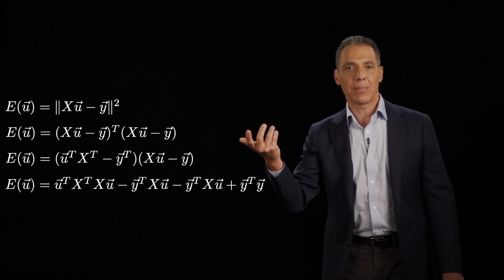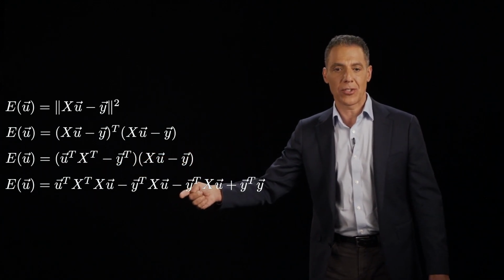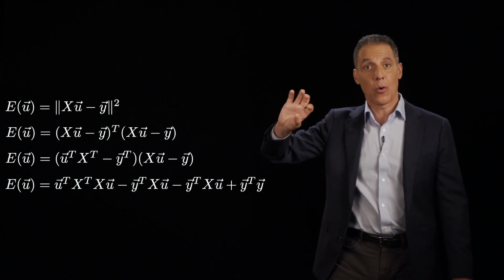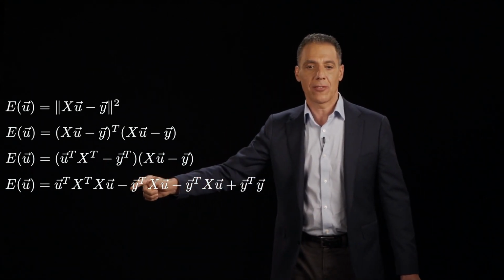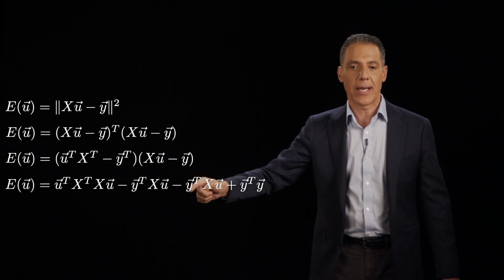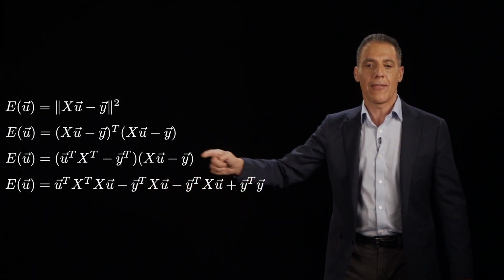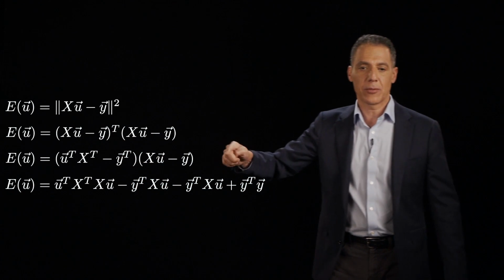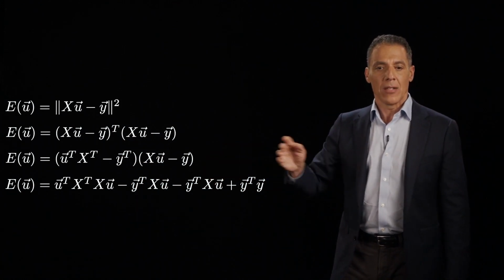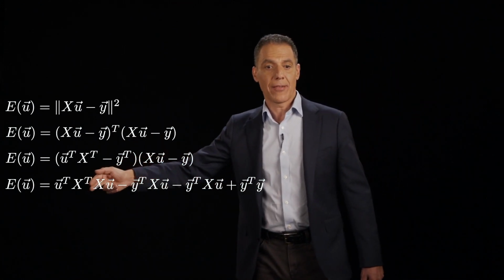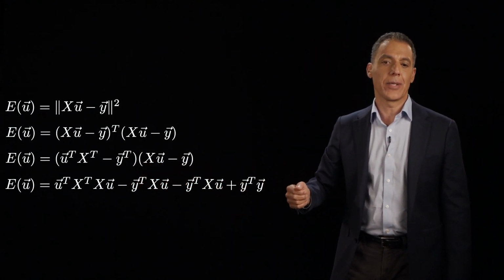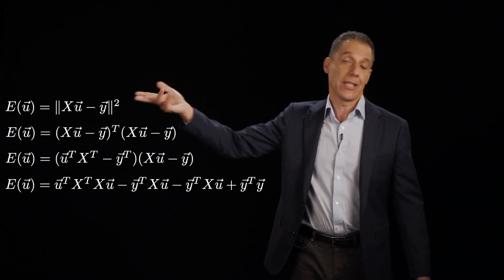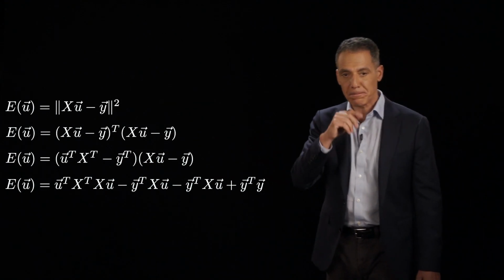By the way, I can play with the transpose to get those to look the same by transposing the whole thing, flipping everything and transposing the individual pieces. So that gives me minus y transpose Xu minus y transpose Xu. And then, of course, plus y transpose times y. Notice, by the way, that this is a paraboloid. I've got a u squared term here, a u term here, and a constant term here. That's exactly what I expect, given that I've got a quadratic error function.